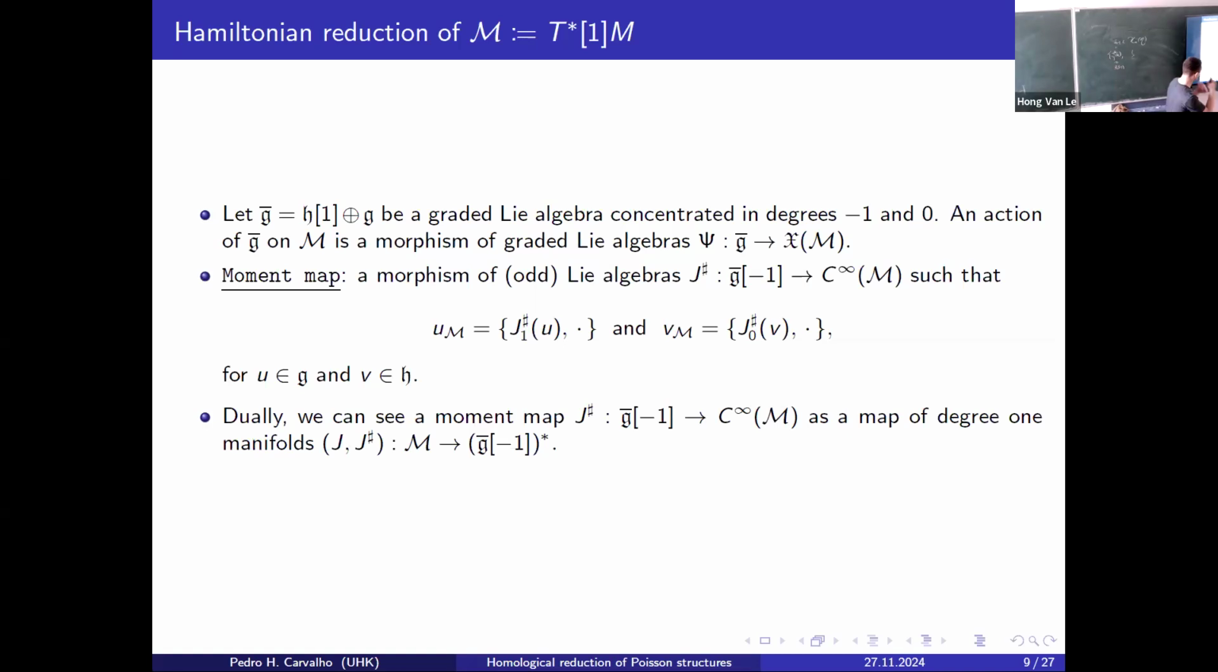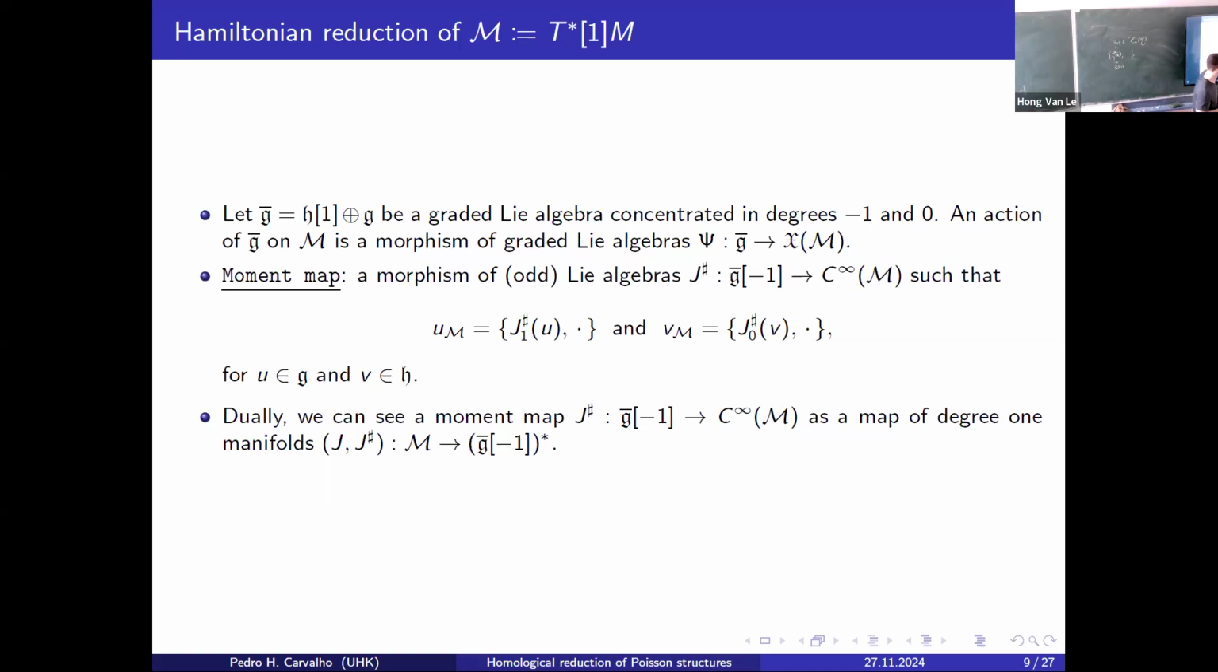Okay, cool. And there's a way of interpreting this dually by saying that the moment map is a map between graded manifolds. You can define a moment map as a map from the Lie algebra to the Poisson algebra, and dually you can see it as a map from the manifold to the dual. This is not really important for what I'm going to say here, just because I'm going to use this notation to talk about the constraint submanifold. But the constraint submanifold is entirely defined in terms of the constraints.